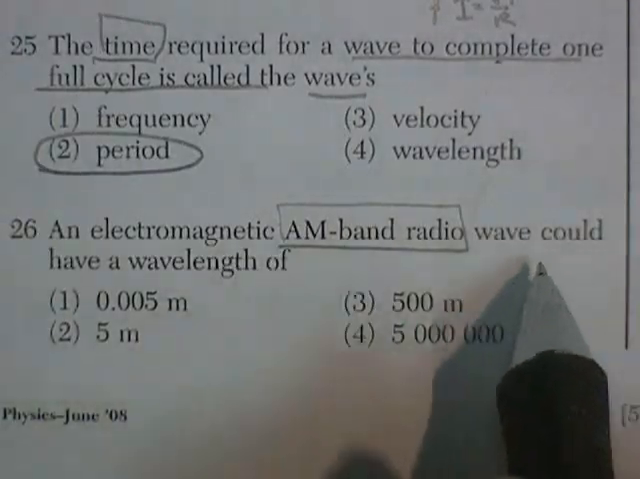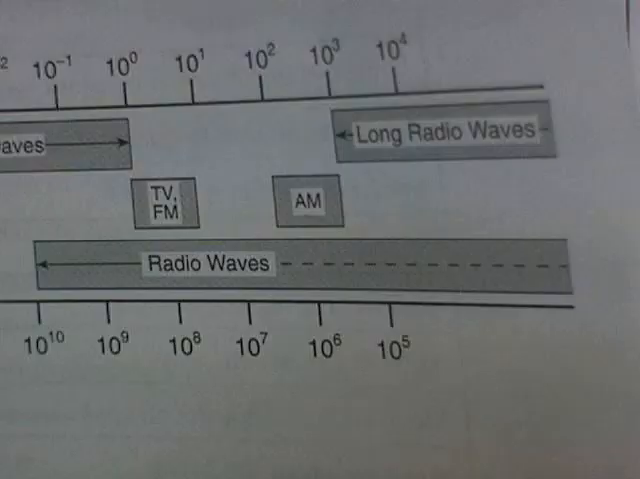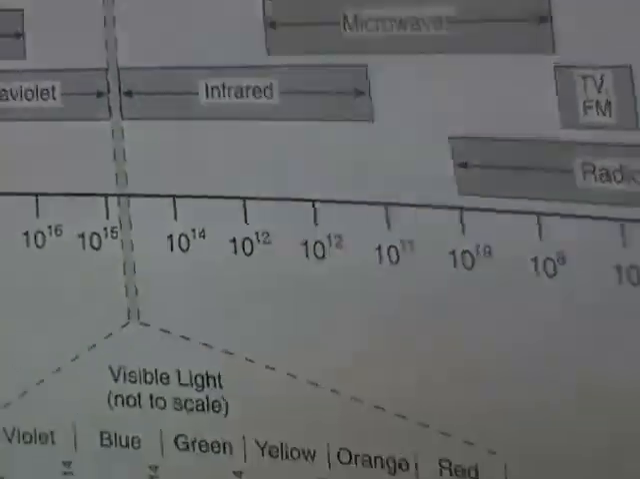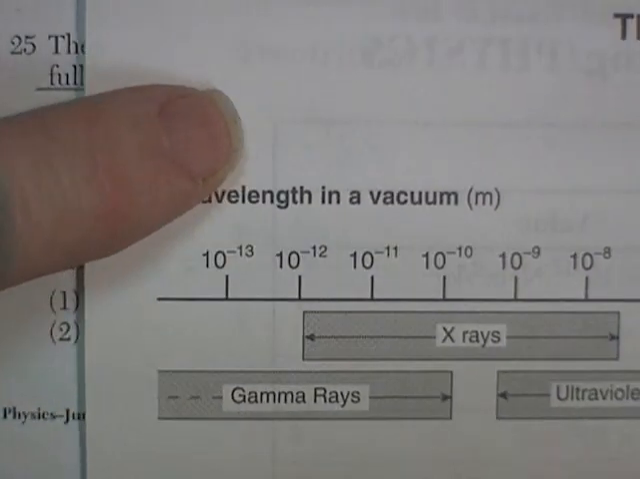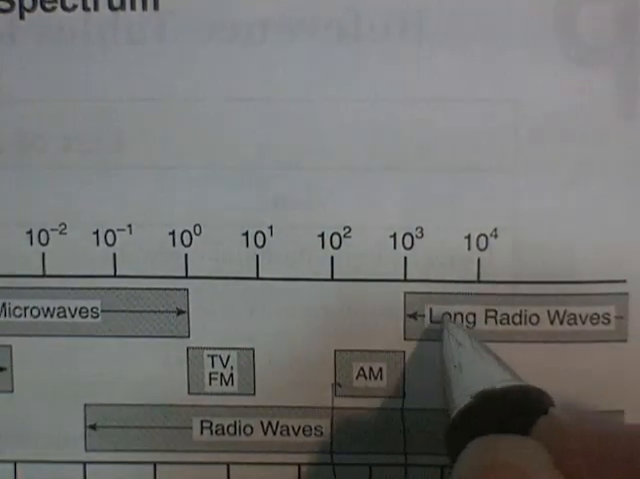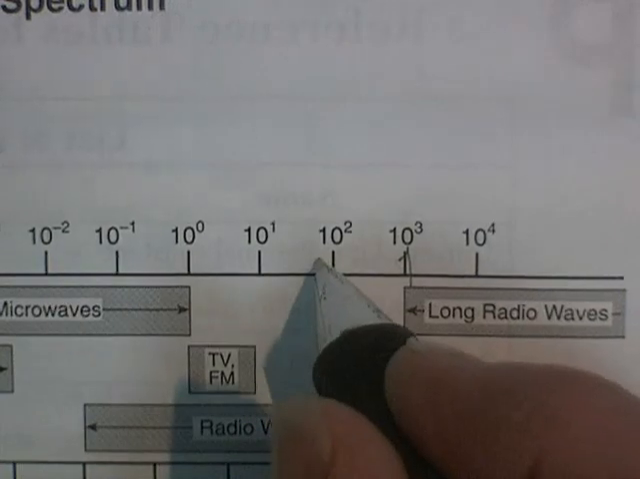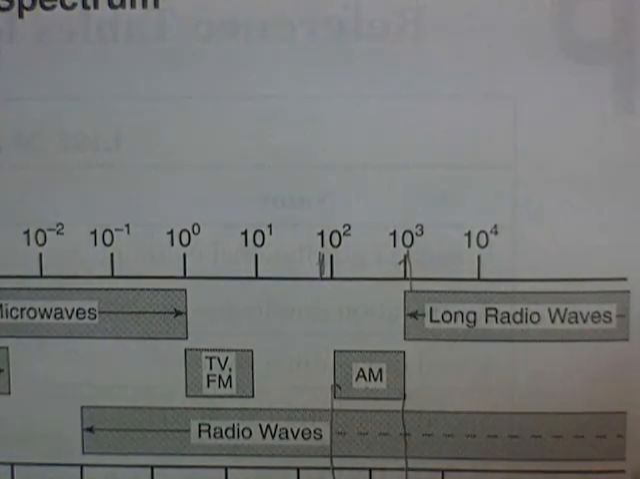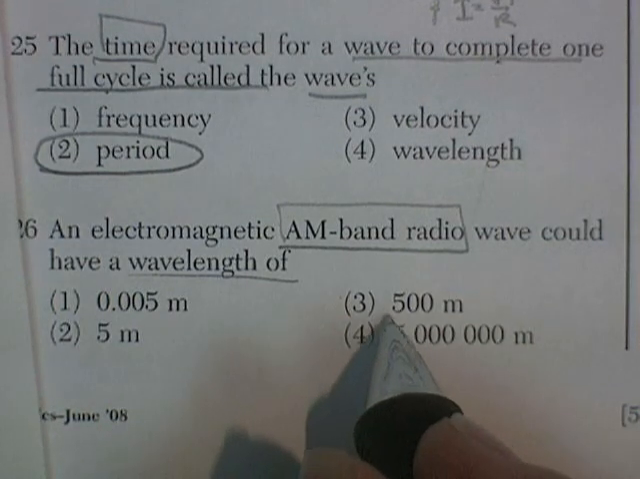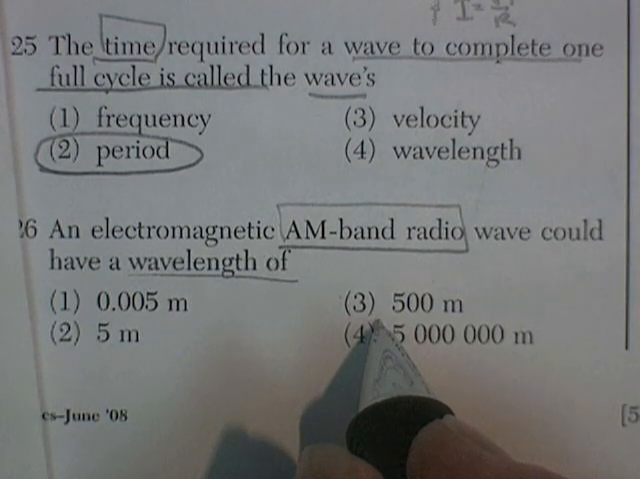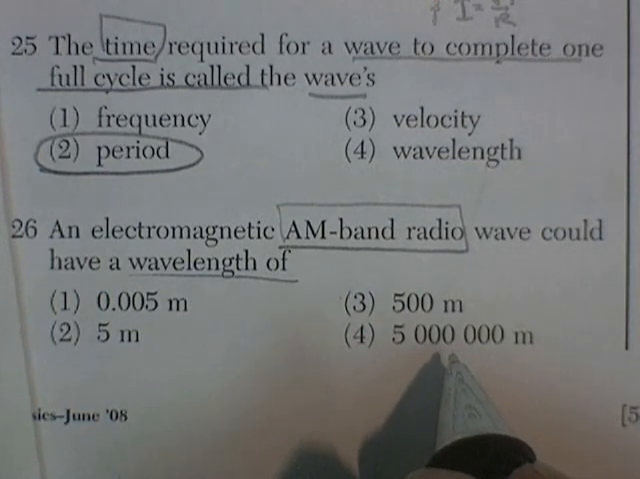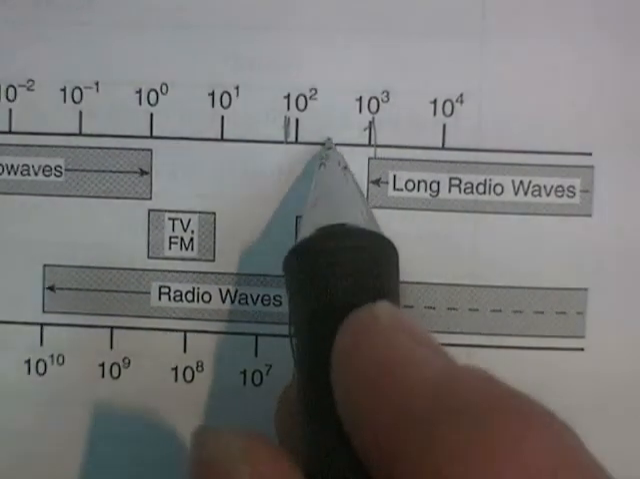and you could have a wavelength. So AM has frequencies. The bottom of the chart is the frequency. The top of the chart is wavelength. So we're looking at 10 to the 3, 10 to the 2. So that's about halfway between 100 and 1,000. So I'm going with that one.